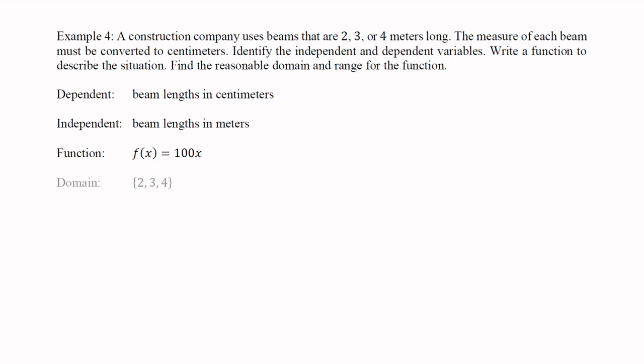So we have beams that are 2, 3, and 4 meters long. So we put 2, 3, and 4 into our function, and we get our output of our beams being 200, 300, and 400 centimeters long.